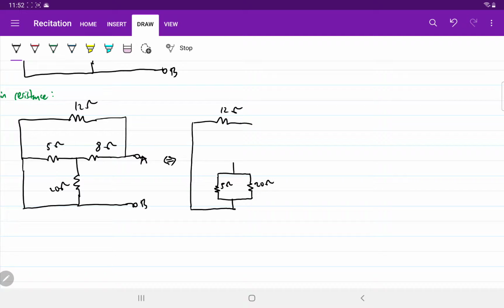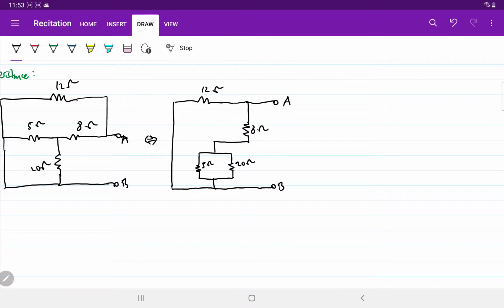Okay, and afterwards it is connected to the 8 ohm. Okay, I have 8 ohm here, it's connected to the 12 ohm resistor, so 8 ohm here. Okay, so these are the same circuit. Don't forget the terminal AB we have. So here's B, and A is between 8 and 12, so this is A. Okay, so we can simplify this, right?